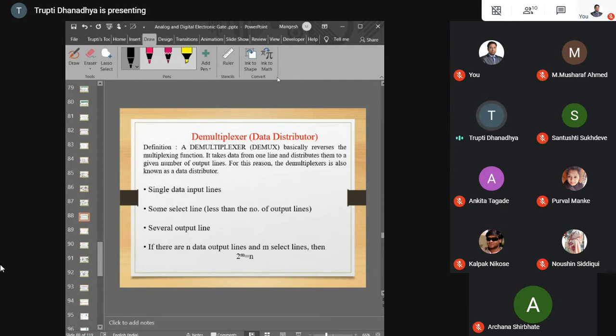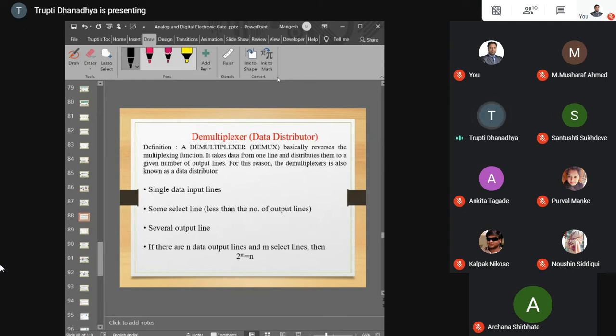Demultiplexer is opposite to the multiplexer. The other name of the demultiplexer is data distributor. Data distributor is the name because there is only one input and a number of outputs are present in the demultiplexer. It distributes the data to several lines at the output. So a single data input line is present here. In a multiplexer, a number of data input lines are present, while there are several output lines in a demultiplexer.